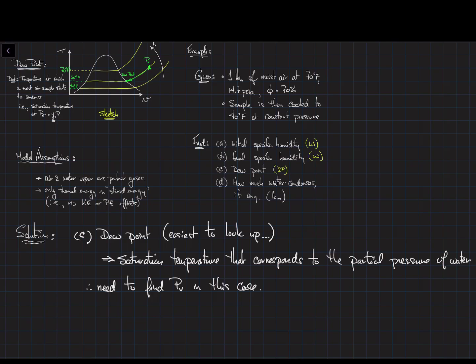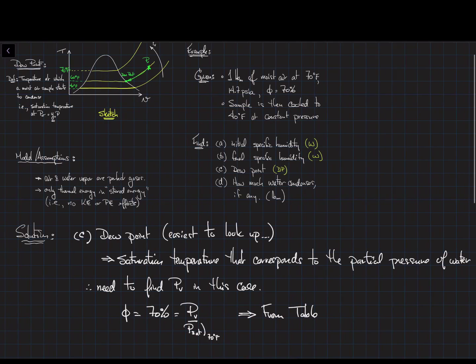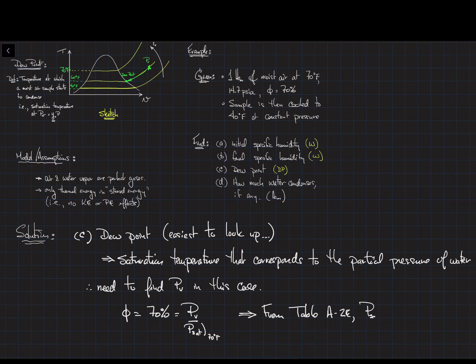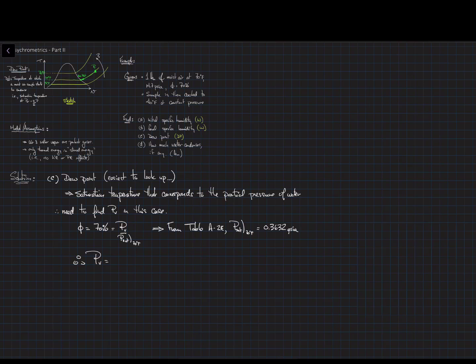We're going to figure out that vapor pressure first for that water mixture. Saying that the relative humidity is 70%, as we saw last class, means that the ratio of partial pressure of the vapor to the saturation pressure at that same temperature is 70%. So we can go in the table in the back of our book, or saturated vapor pressure, or use EES to figure out what the saturation pressure is at 70 degrees F, and it's about 0.3632 psia.